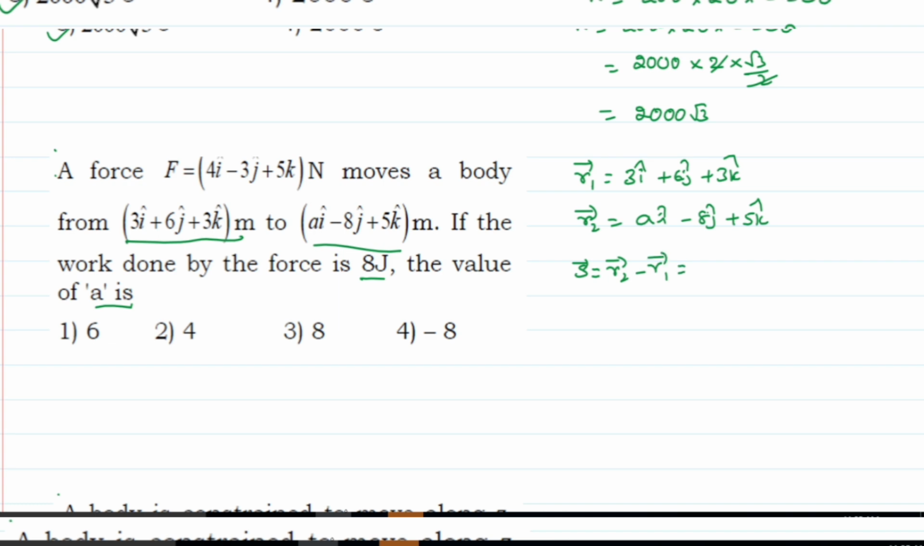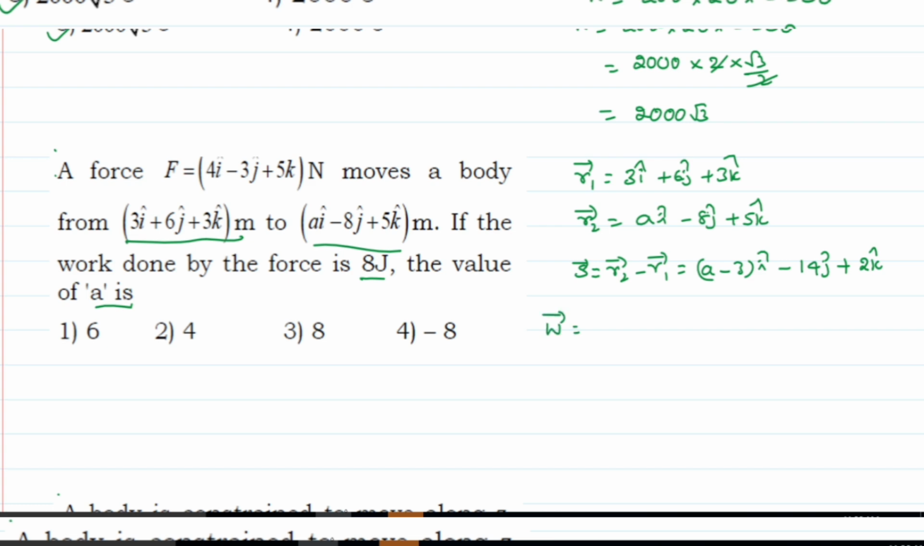Here, when you take i, j and k common, you will be getting (a minus 3) i cap, minus 14 j cap, and 5 minus 3, which is 2, and here you get plus 2k. So this is the displacement vector.